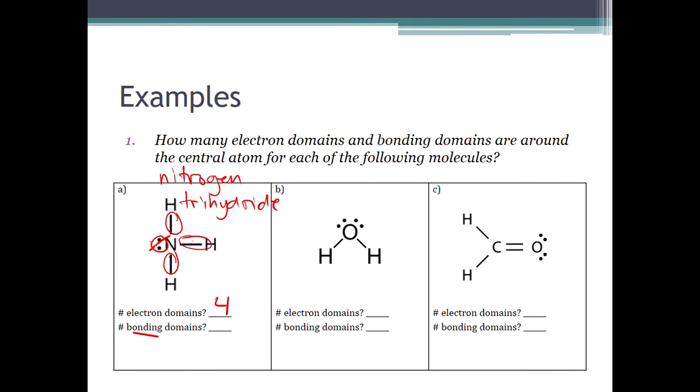So this will not count for a bonding domain, but this one, and this one will. So we have 4 electron domains and 3 bonding domains.